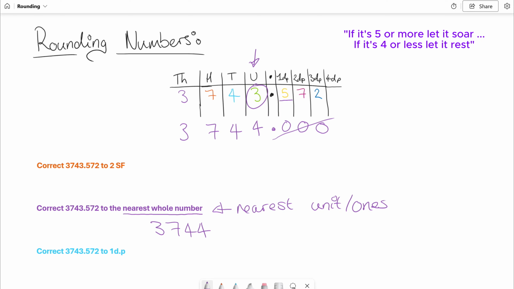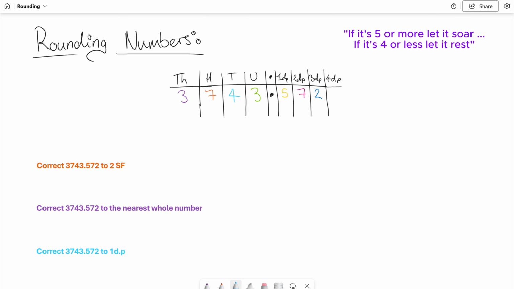Okay, let's reset the question one more time. As you can see, the skill is going to be the same. It's just the wording of the question that is different. So same number, but this time we're going to do it to 1 dp. Let's go to where 1 dp is. 1 dp is here. So what are we going to do? We're going to circle it, and then straight after we circle it, the one to the right, we're going to underline it.